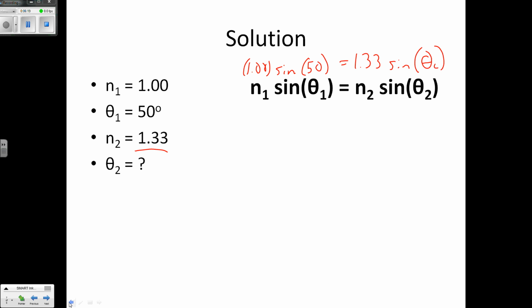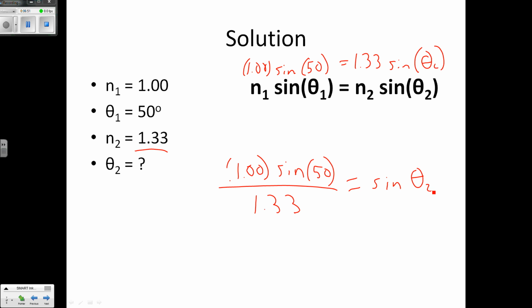Now, if we quickly come back here, one thing I would like to point out is that I'm solving for an angle. The first thing I'll have to do is get rid of that 1.33, so you can do that by dividing both sides by 1.33. I'm going to rewrite this down here on the bottom. So I have 1.00 times the sine of 50. I need to get rid of 1.33, so I'm going to divide both sides by 1.33. On the right side it would have canceled out, so that's going to leave me now with the sine of my angle.